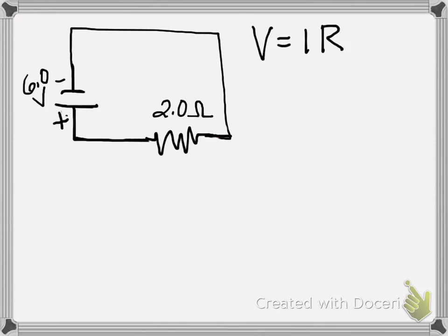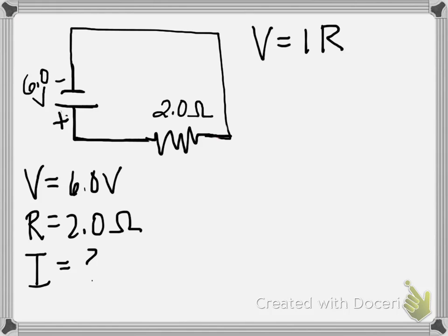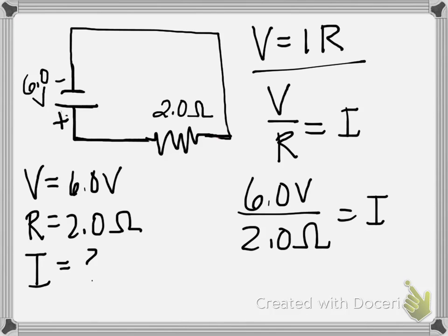So can we figure out how much current is flowing through the circuit shown here? Of course we can. Let's list our variables. We've got a 6-volt potential difference across the circuit, and one resistor with a resistance of 2.0 ohms. To find current, we simply rearrange this equation. So now we have voltage potential difference divided by resistance is equal to current flow. 6 volts divided by 2 ohms means that 3.0 amps is the current that's present across the circuit.